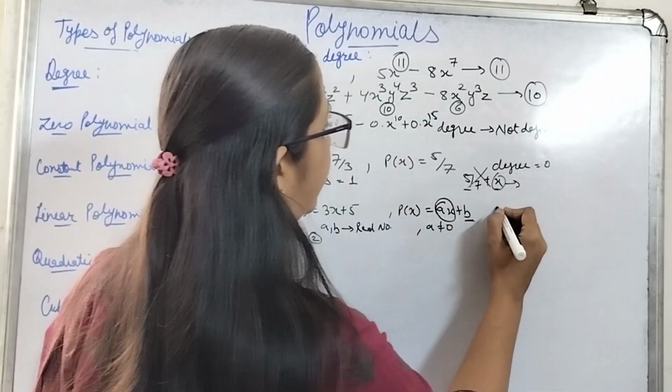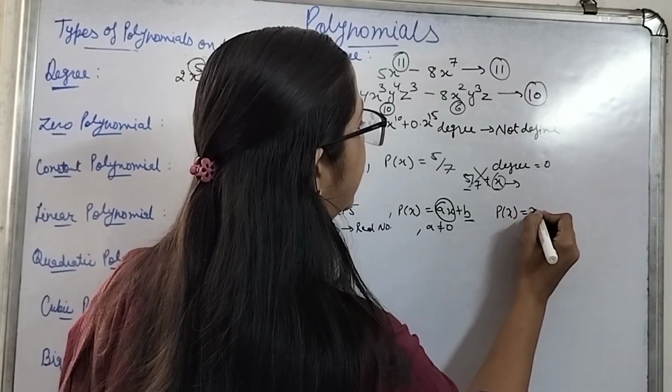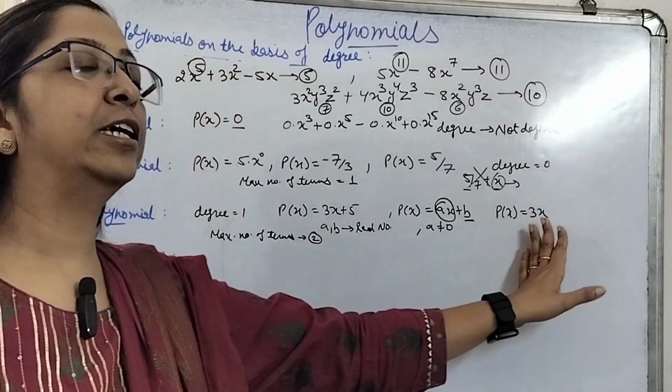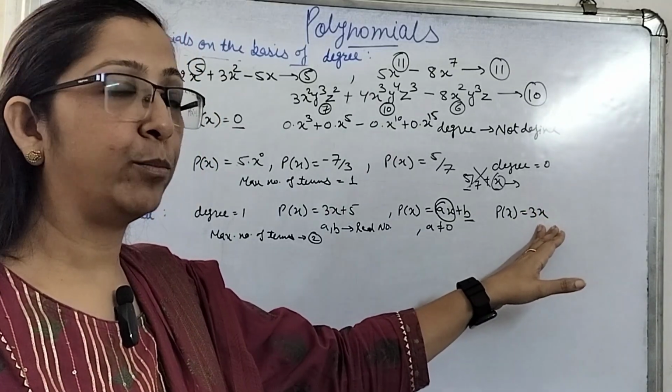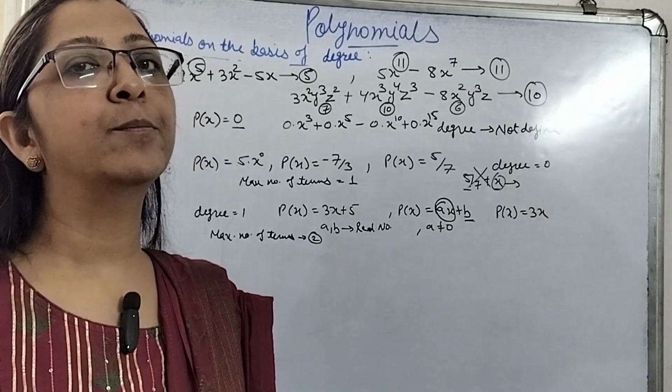Like if I am going to say p(x) is equivalent to 3x, it is even a linear polynomial. Although it is having only one term, still it is a linear polynomial because the degree of the polynomial is 1.